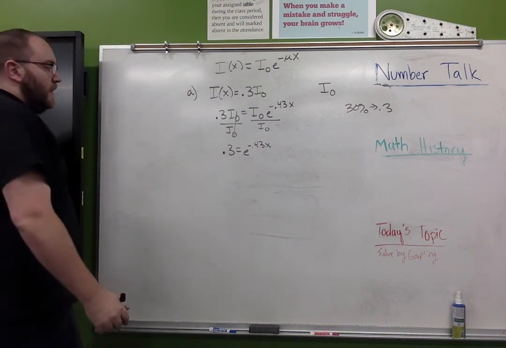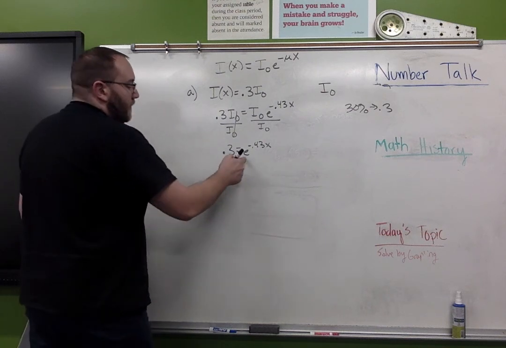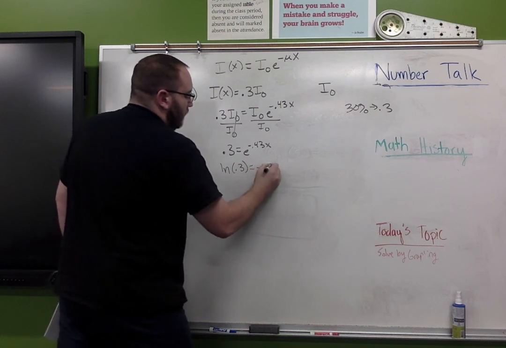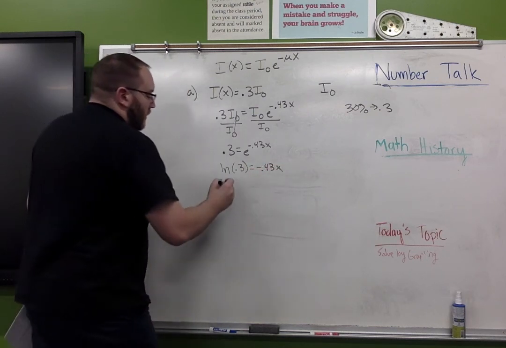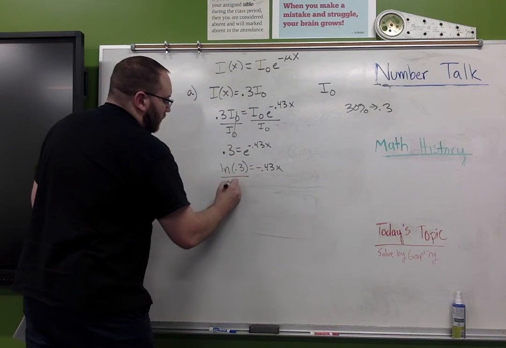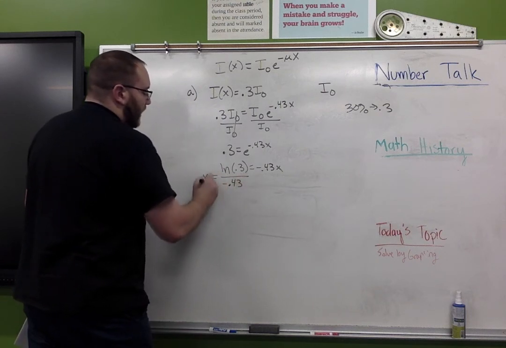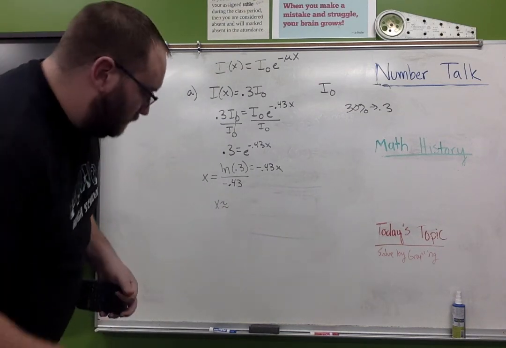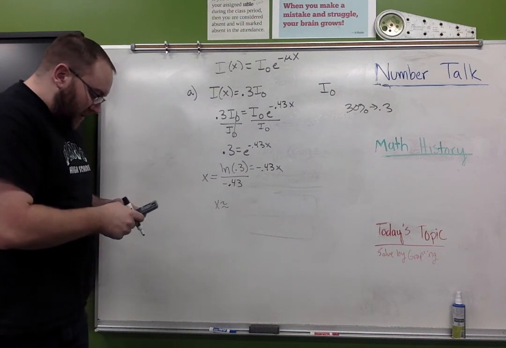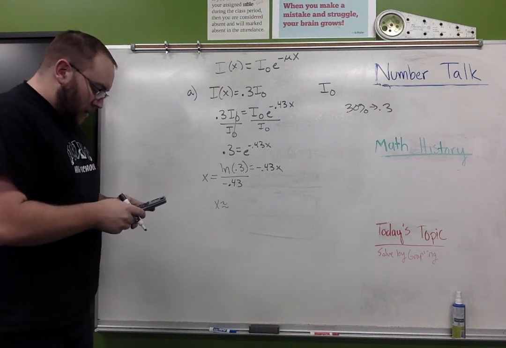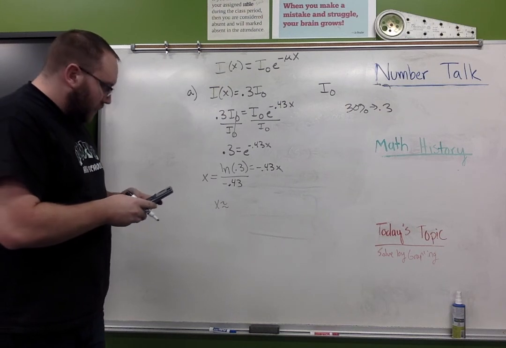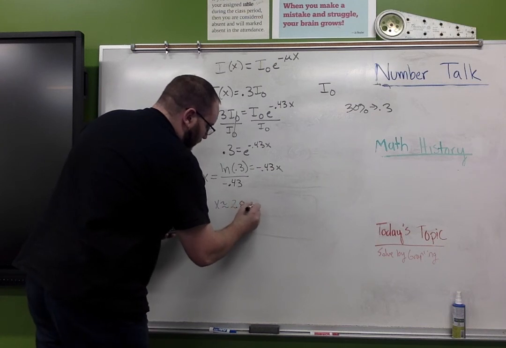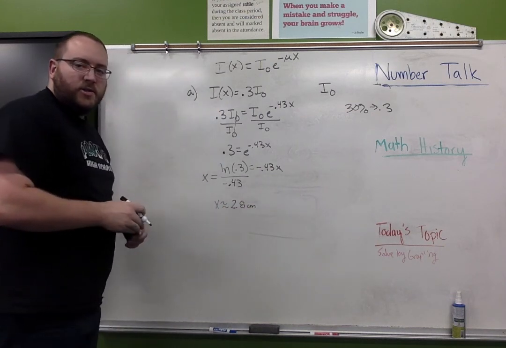Convert to a logarithm to get x out of the exponent. So base e is natural log, so natural log of 0.3 is equal to negative 0.43x. And then divide everything by negative 0.43, and that is equal to x. If I put that in my calculator and approximate it, we have natural log of 0.3 divided by negative 0.43, and we got about 2.8 centimeters. 2.8 centimeters is a little over an inch thick.